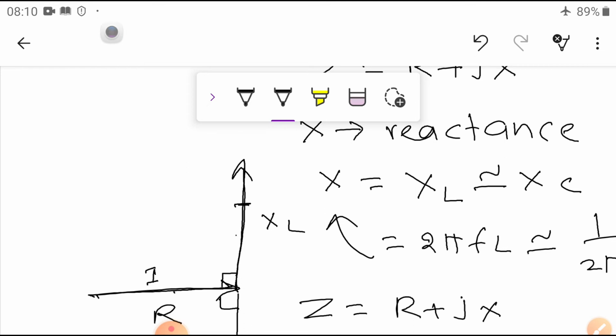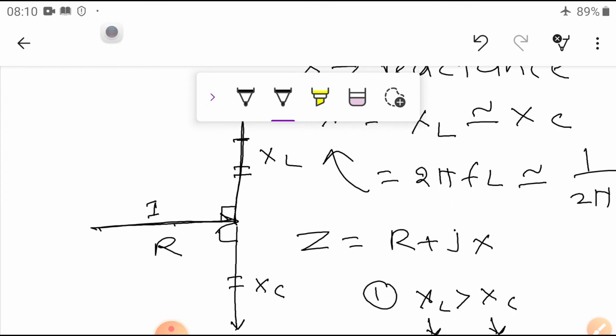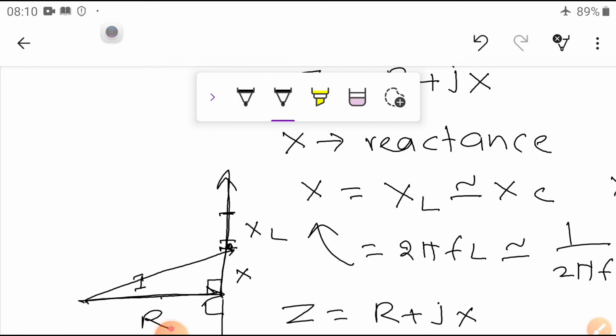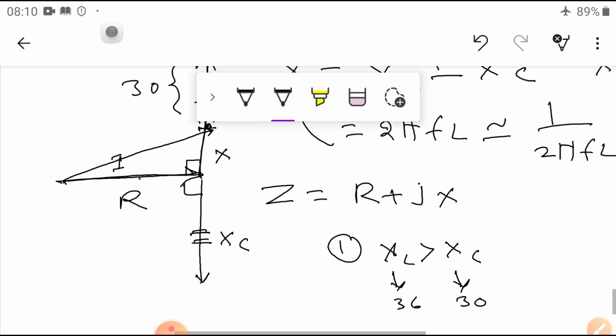Now what are the values? Whatever value is taken here, the remaining portion up to this is 6. So I write it, this is X. So this value is equal to this value, this is 30, and in our example the remaining part is 6. So this is called Z, this is called X, and this is called the angle.